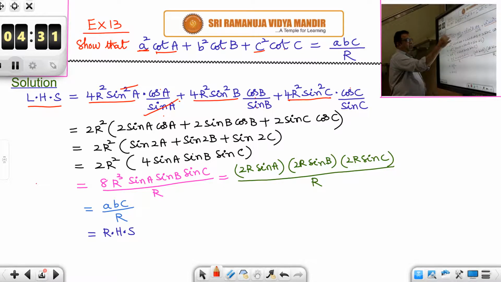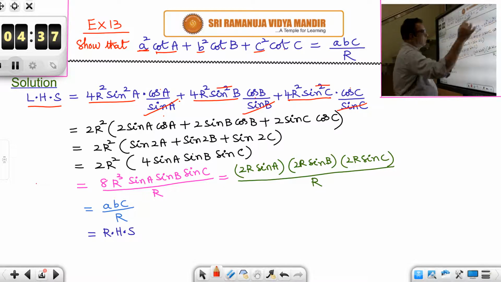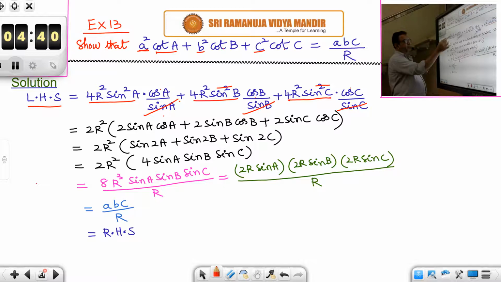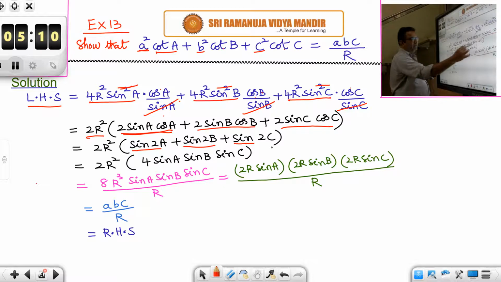So one sin here, one sin here and one sin here, they will cancel out. So you will get what? One sin means the square will go. Okay. So 4R square can be taken common actually, in all the terms, but we will take only 2R square and the remaining 2 will keep inside the bracket. So 2 sin A cos A. Similarly 2 sin B cos B. 2 sin C cos C. So that in the next step we can write 2 sin A cos A is equal to sin 2A plus, similarly, sin 2B, sin 2C.